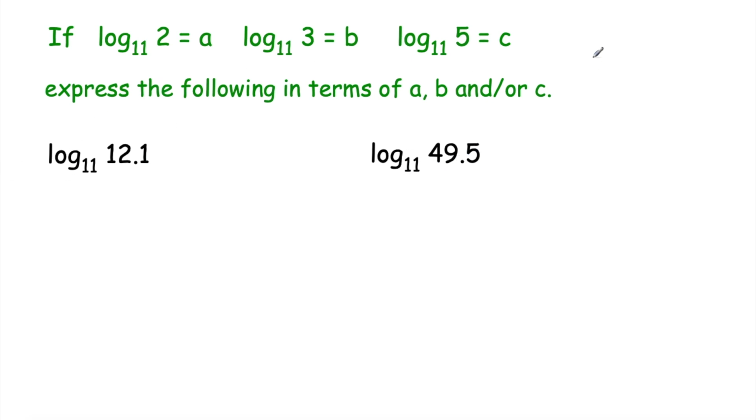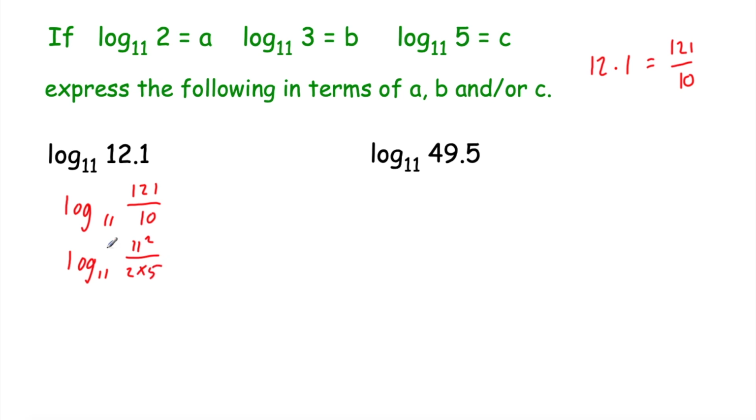Okay, so let's start off with this one. So 12.1 as a fraction would be equal to 121 over 10. Now, if we have a look at this, we've got 2, 3, and 5, and then also we've got the base, which is 11. 11 squared is 121, so this is actually quite useful. And 10, well, 2 times 5 is 10. Okay, so we can work with this. So we've got the log to base 11 of 121 over 10. And then we're going to write that as log to base 11 of 11 squared on the numerator and 2 times 5 on the denominator.